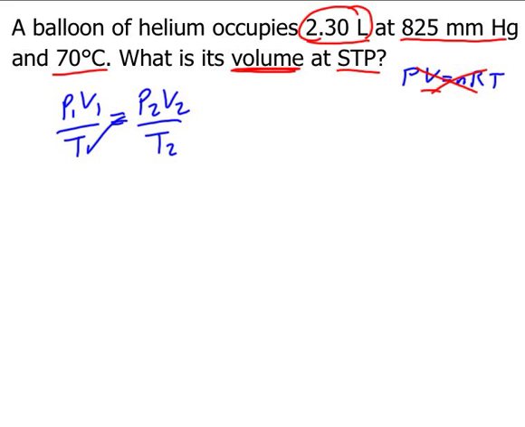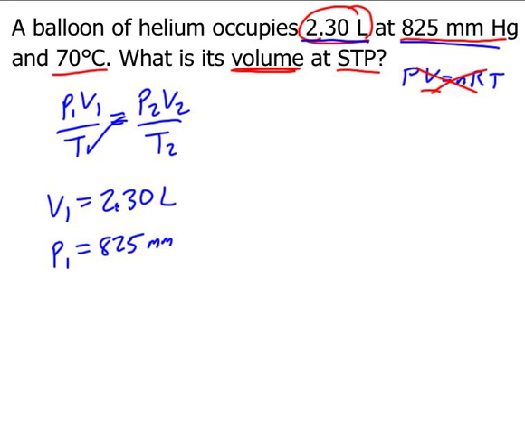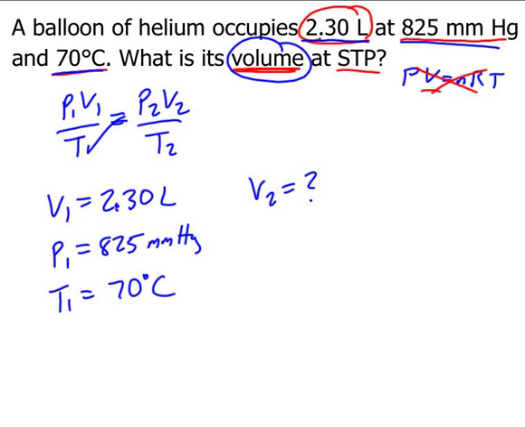So again, always start by writing down everything you know. It tells us the balloon occupies this volume, 2.3 liters, so we'll call that V1. We could just as easily call it V2, but we might as well call it V1. At this pressure, 825 millimeters of mercury, we'll call that P1. And at 70 degrees Celsius, T1. Okay, so that's what we know so far. And it wants its new volume, so our volume V2 is unknown. We can put a question mark at STP.